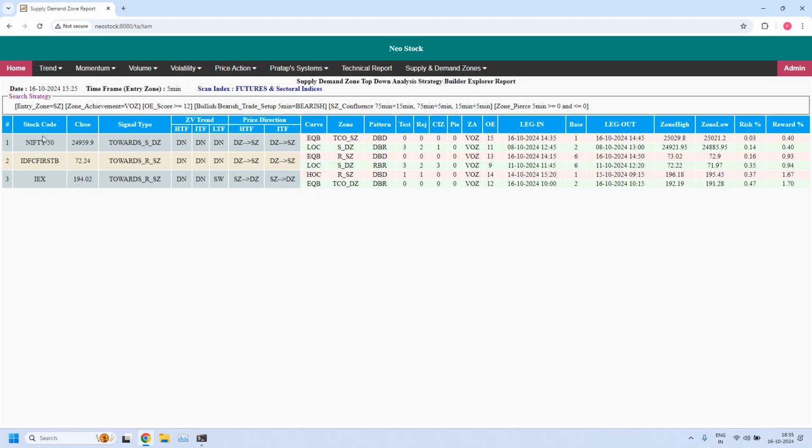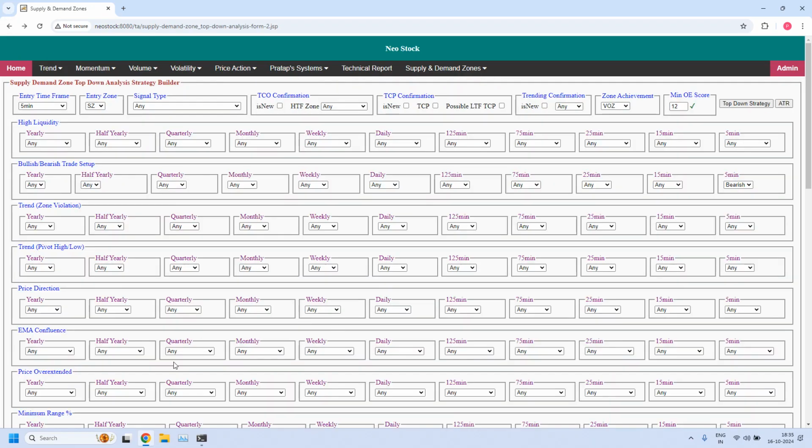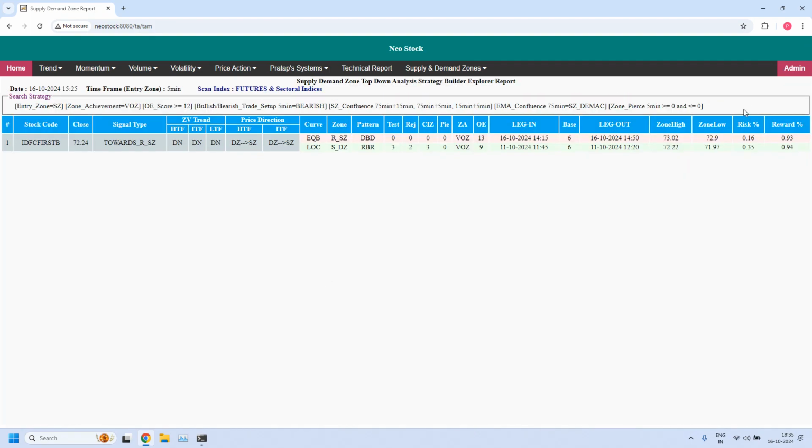Let's verify. Nifty 50 is also there in this list. So in the EMA confluence, in the 75 minutes time frame, the 75 minute supply zone with daily EMA confluence filter I set. Again, only one stock, IDFC First Bank only. So Nifty 50 is not having EMA confluence. But Nifty 50 is a high liquidity zone, right? Low priority, high liquidity zone.